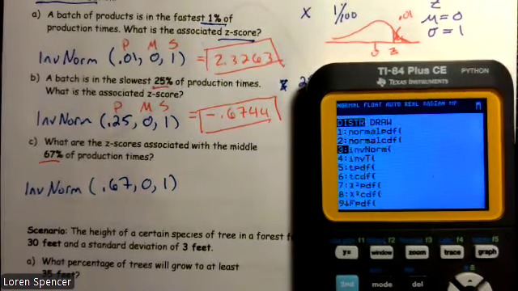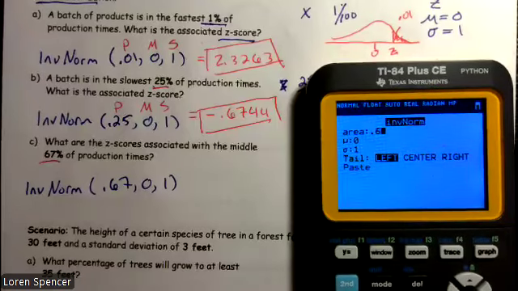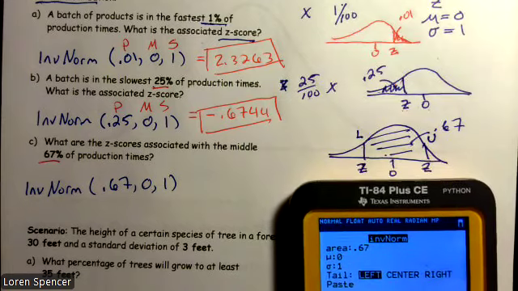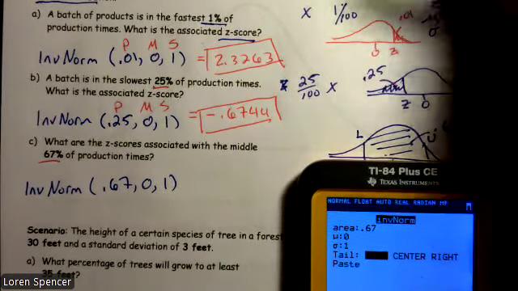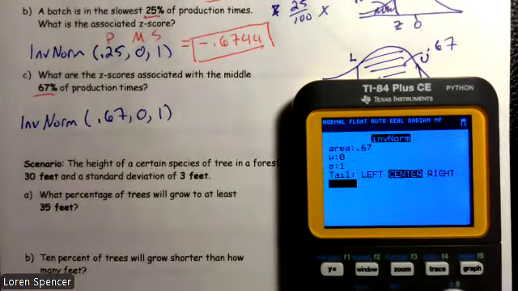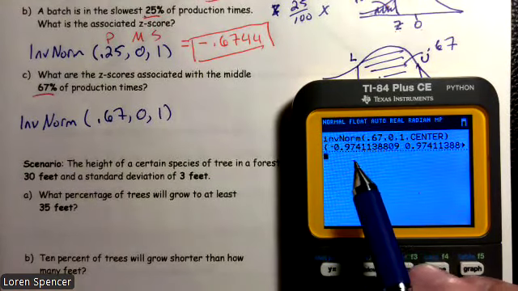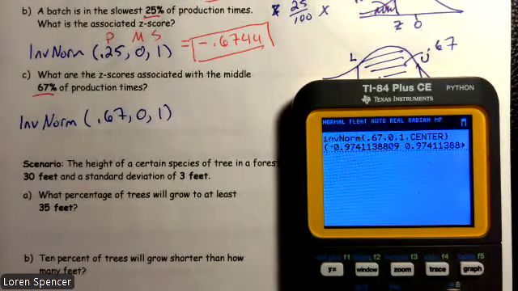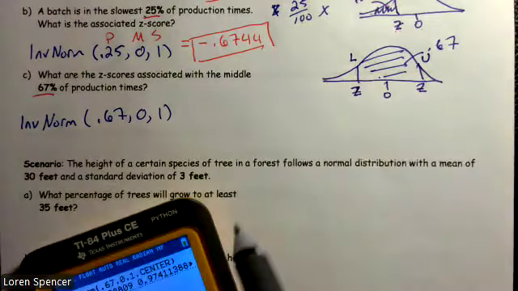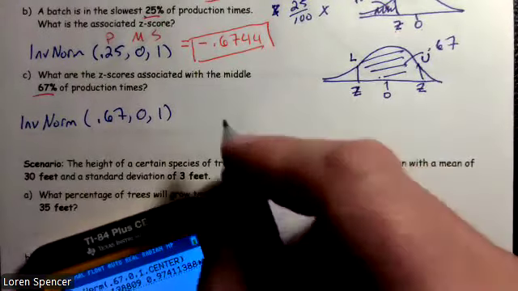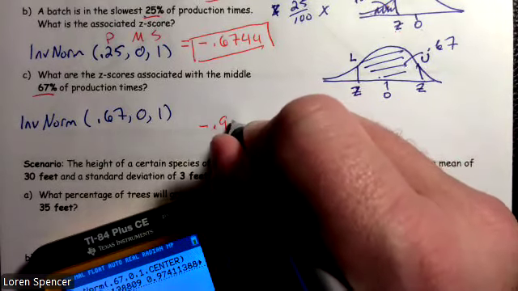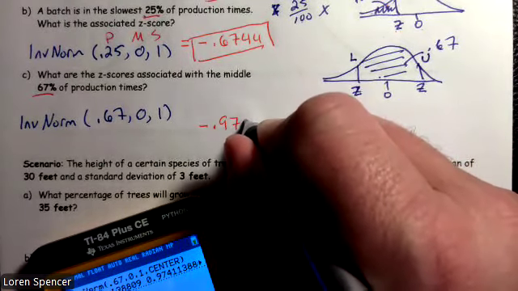So second vars, inverse norm, area 0.67, mean of 0, standard deviation of 1. And now we're going to choose center because that's what we highlighted. We highlighted the center part of the graph. And we get negative 0.97411 and 0.97411. And it's symmetric because the normal curve is symmetric and we're centered on 0. If we're centered on some other value besides 0, it won't be symmetric.